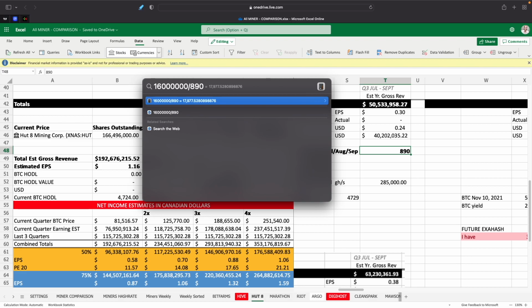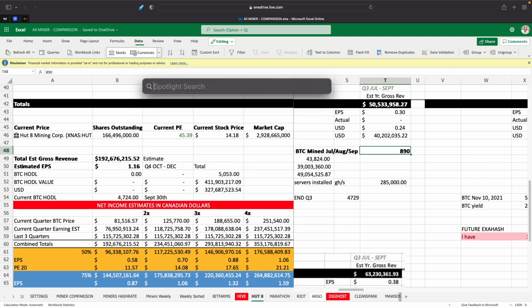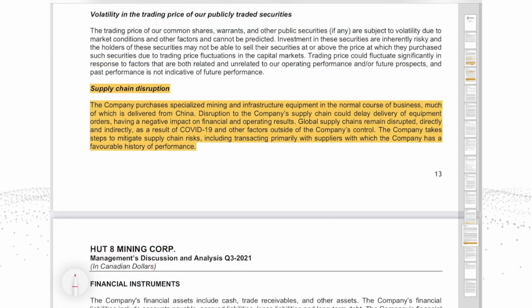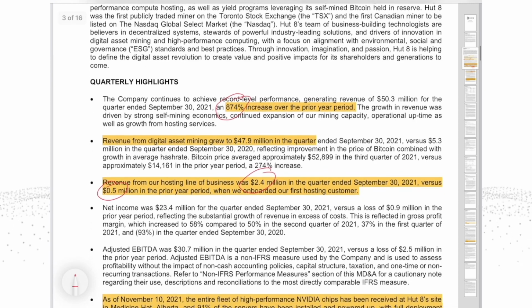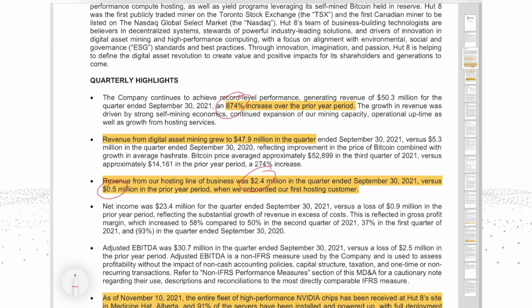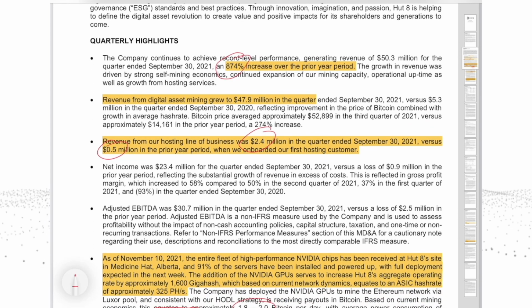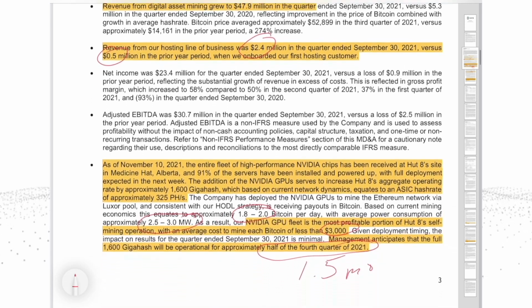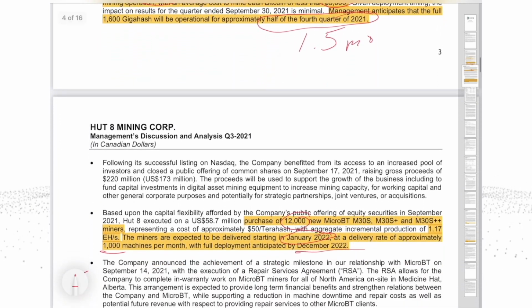Maybe that's not right. We'll have to look into what they actually mined for the quarter here. Let's see if we have it in the notes. Let me take a quick peek over here. Let's see if they provided what they actually mined. Revenue. September Bitcoin price average 52. Net income adjusted. No, I don't see it here. Following a successful.